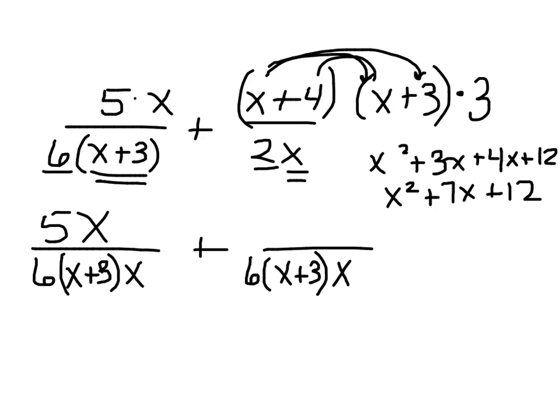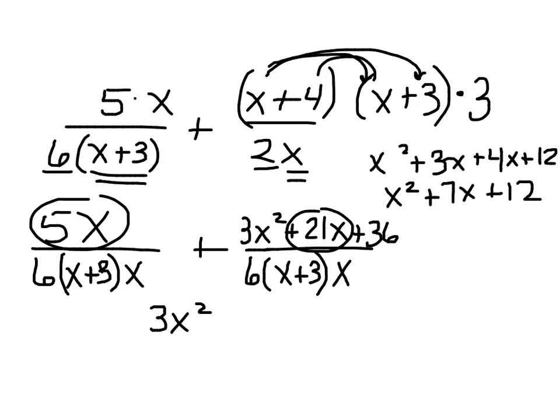What's 3 times x squared? What's 7 times 3? And what's 12 times 3? Now combine like terms. Is there any other squareds besides the 1? What's 21 plus 5? What's 36 plus nothing?